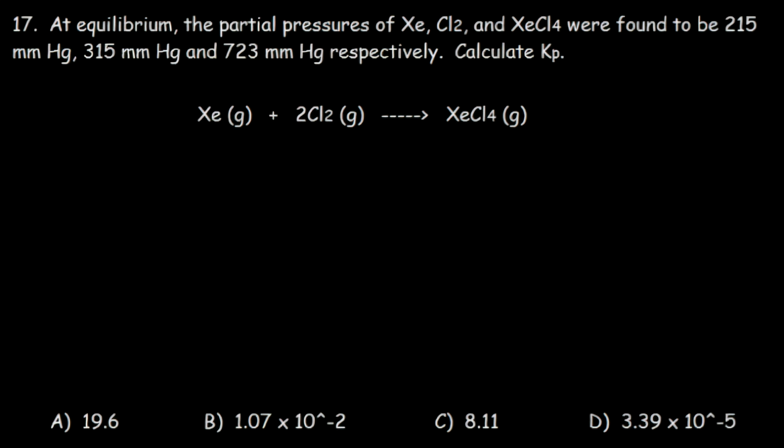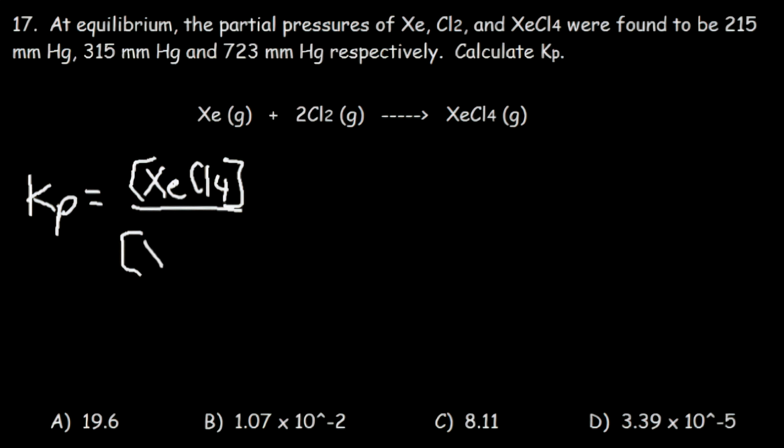So let's write the expression for Kp. It's going to be products over reactants. So xenon tetrachloride is on the product side, and it has a coefficient of 1. So it's raised to the first power. Xenon is on the reactant side, and chlorine is also on the reactant side. But chlorine has a coefficient of 2, so it's going to be raised to the second power.